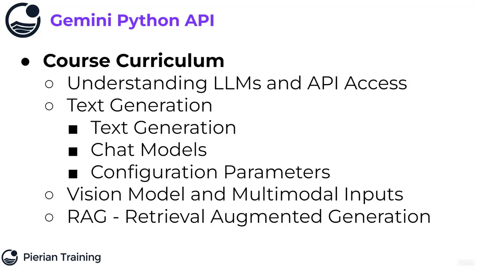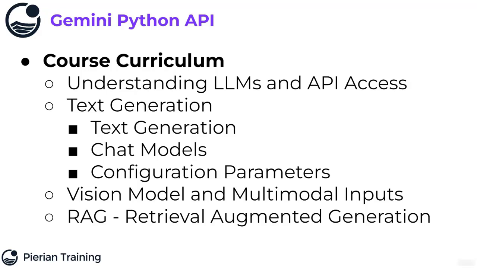And then in the lecture after understanding LLMs, we'll show you how to obtain API access. Again, keep in mind that certain countries are blocked from using Gemini. So then we have our text generation section of the course. Here we cover a couple things, just general text generation. So if you provide a prompt, how do you get some output out?